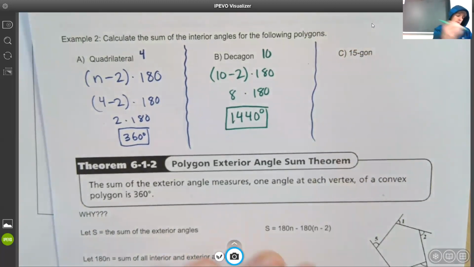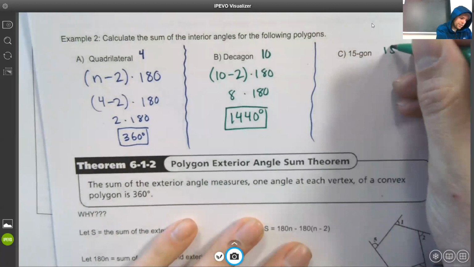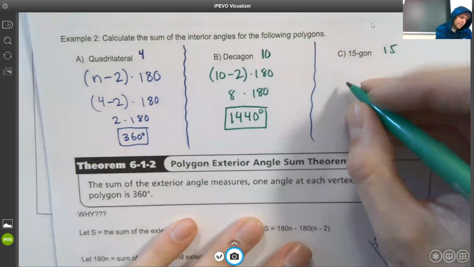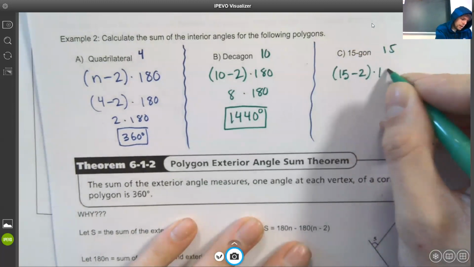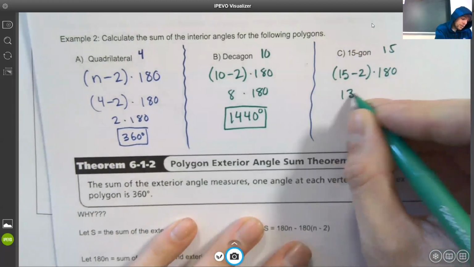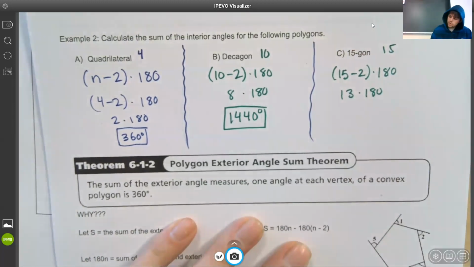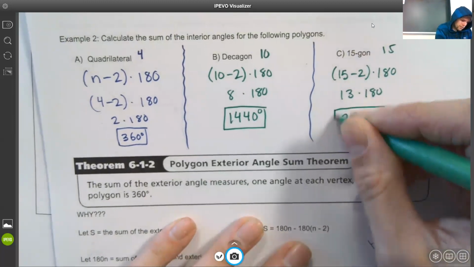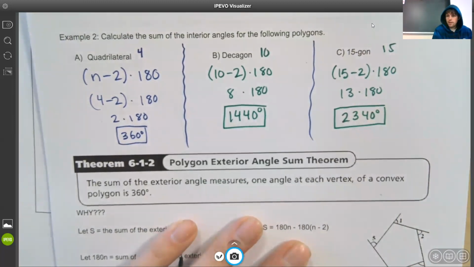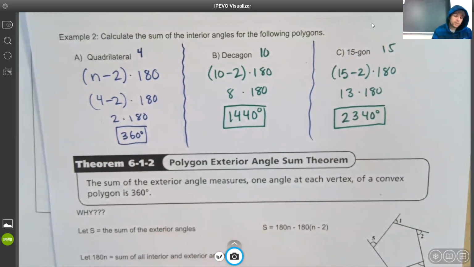Last one, even more sides. We have a 15-gon, which obviously has 15 sides. So we can do this quick calculation here. 15 minus 2 times 180. That's 13 times 180, which again, conveniently, I have a calculator to see that that's 2,340. So for our 15-gon, the angle sum, the addition of all the interior angles, is this measurement, 2,340 degrees.